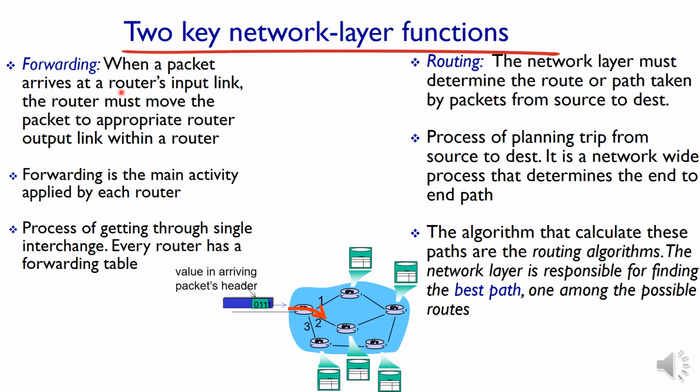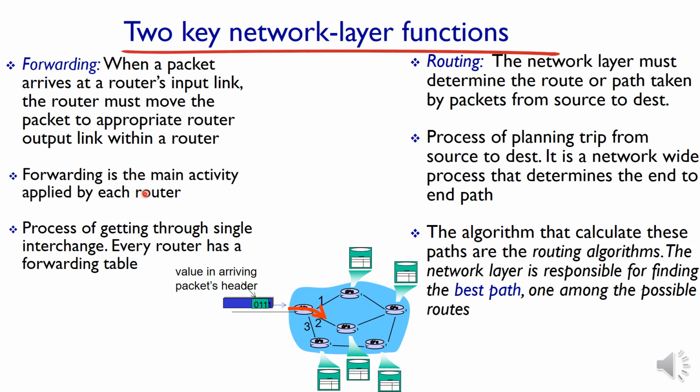When a packet arrives at the router's input link, as you can see in this figure, this is the symbol which represents a router. A router has an input link and multiple output links. So when a packet arrives at the router's input link, the router must move the packet to the appropriate router output link. So forwarding is the main activity applied by each router.